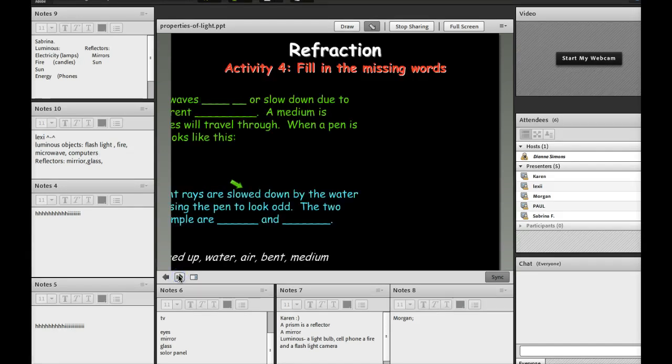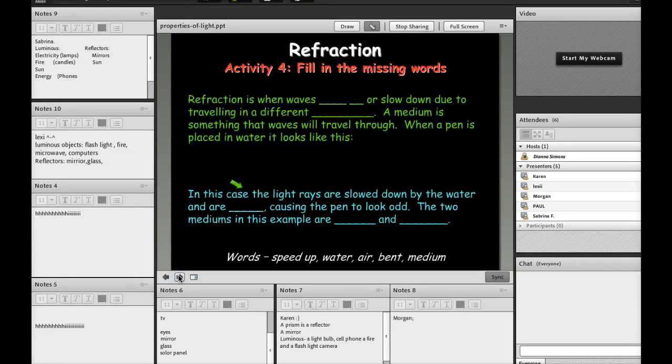Okay. One last thing before we go. Here are your words. Put them in there. Refraction is when waves bend, or slow down, or speed up, due to traveling in a different medium. All right, a medium is something that waves will travel through.